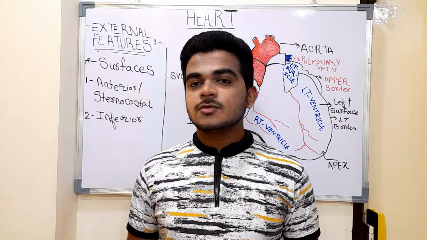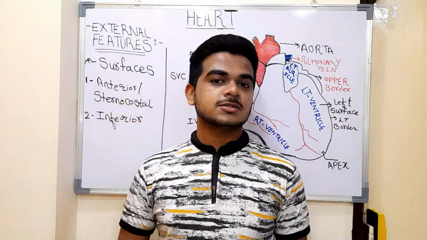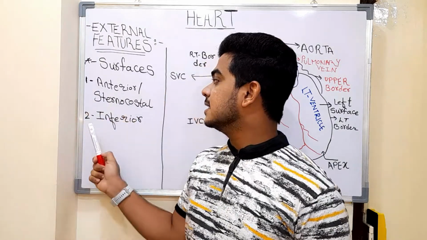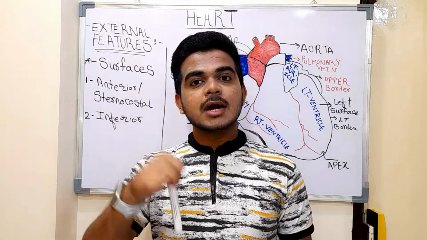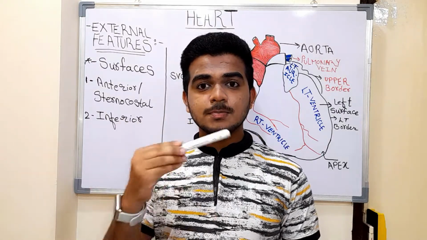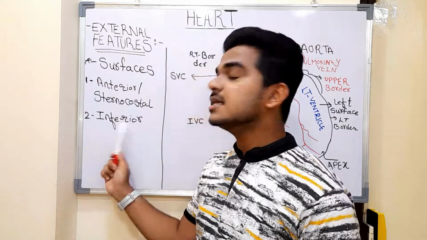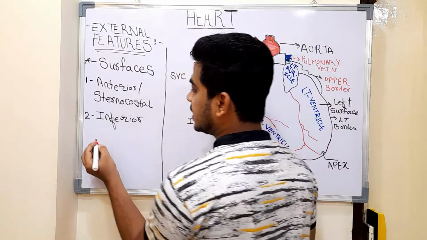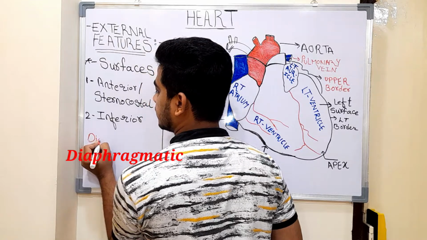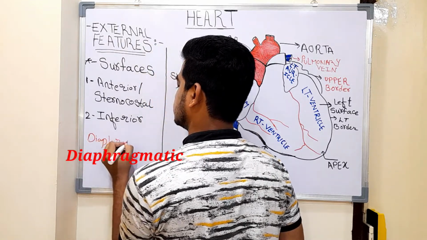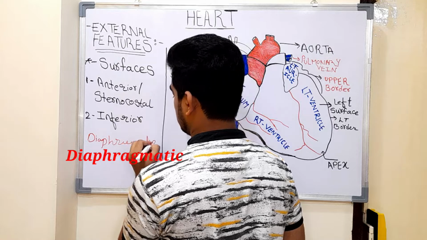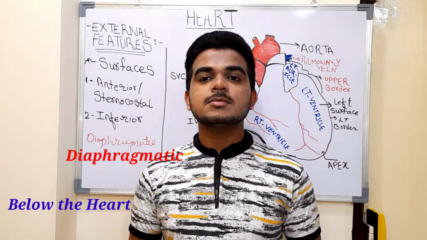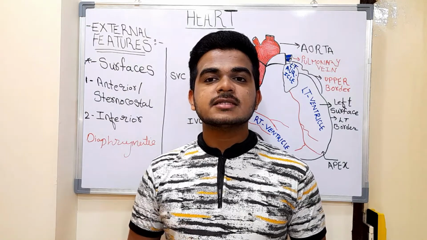So we have already seen the anterior and sternocostal surface. Now the second surface of the heart is the inferior surface, meaning the downside. Downward, below the heart, it is known as the inferior surface, or it is also known as the diaphragmatic surface. Why is it called the diaphragmatic surface? Because the diaphragm is present below, that's why it's known as the diaphragmatic surface.